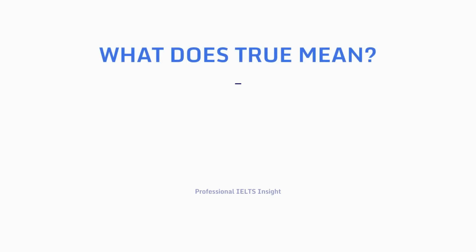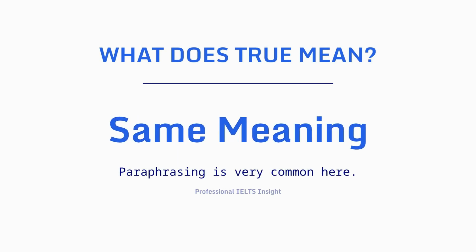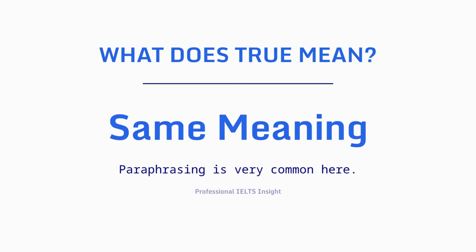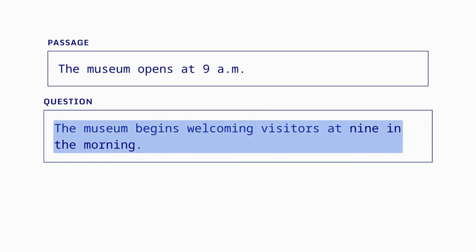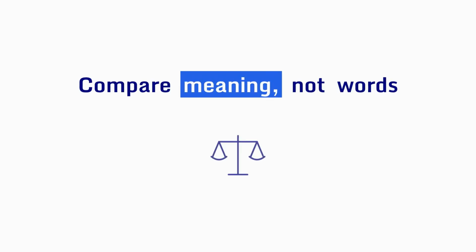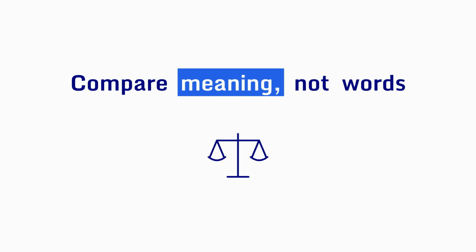The wording might be different, but the meaning is exactly the same. Paraphrasing is very common here. For example, the passage says, the museum opens at 9 a.m. The question says, the museum begins welcoming visitors at 9 in the morning. These two sentences have the same meaning. So the answer is true. Always remember, you're comparing the underlying meaning, not looking for exact word-for-word matches.